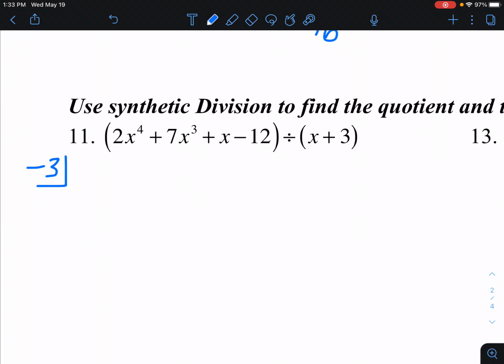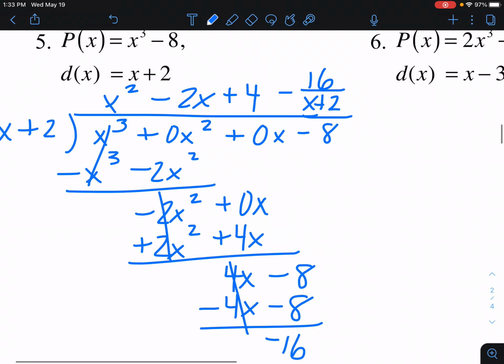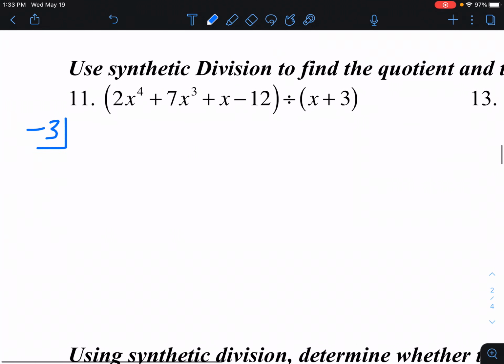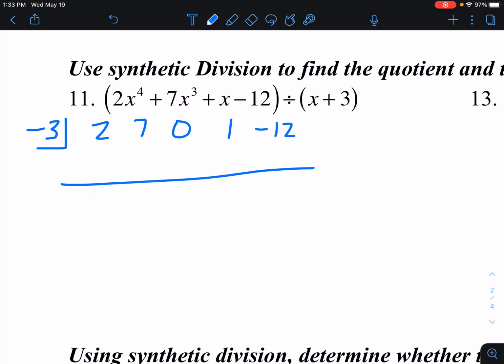Now we're going to put the numbers for that longer polynomial. You can see what the 2 and the 7 represent. Notice the 0 represents the missing x squared, and the 1 represents the x. Now we're ready to do synthetic division now that we set this up. Whenever we do synthetic, we drop down the first term, the 2.